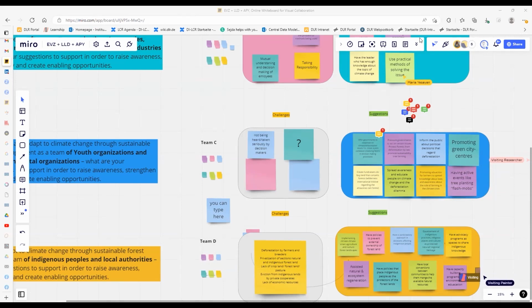Great, thank you. I'm seeing a lot of interesting suggestions. We moved from Team A down to Team C, and so let's go to Team D. So thank you, Team C. Thank you. So Team D. Who is representing Team D?